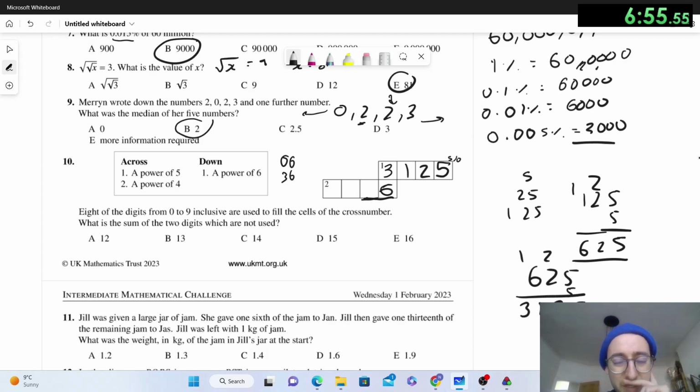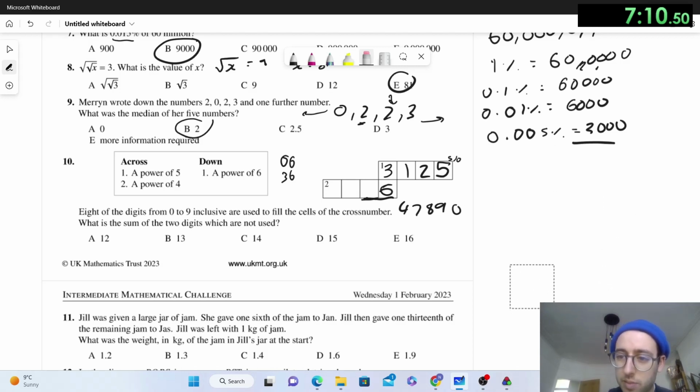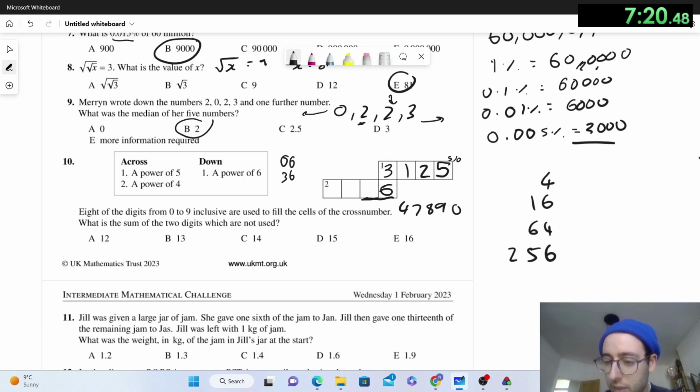Can't do maths. Okay, so now I have a 4, I have a 7, an 8, and a 9, and a 0 to get to powers of 4 ending in a 6. Okay, let's rub this out. Powers of 4 ending in a 6. So we've got 4, we've got 16, we've got 64, we've got 256. Times 4. Oh, it's going to be this times 16, that times 16, because when you times it by 4, it's going to end in a 4.